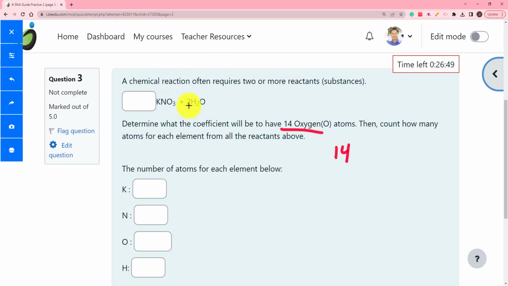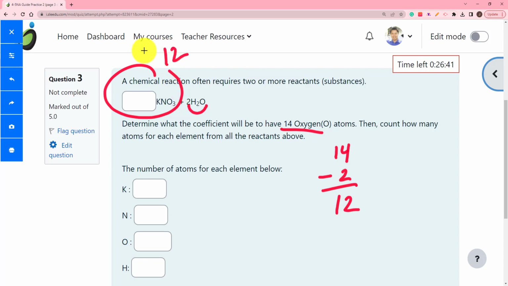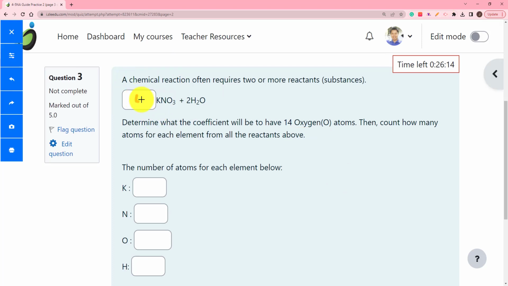Over here we have 2 times 1, that gives us 2. So we can say 14 minus 2 gives us 12. Now we know that 12 of those oxygen must come from here. So you kind of cover this. Here we have 3. 3 times one number will give you 12. And of course the answer is 4. And there you go. I put a 4 there.